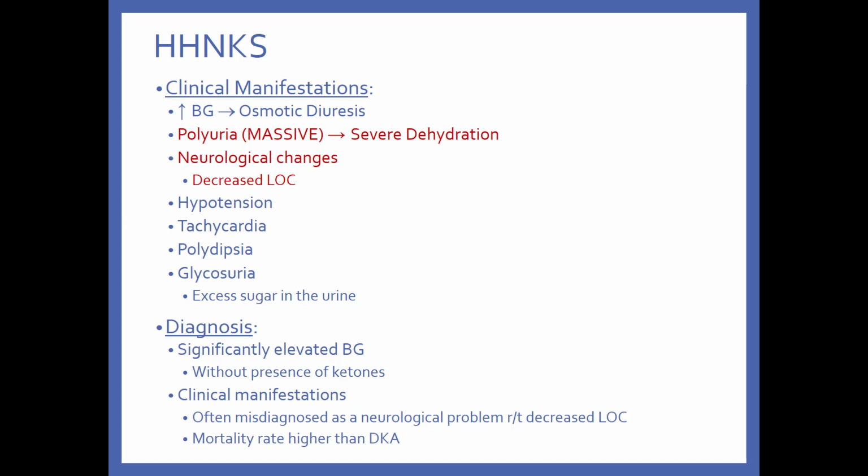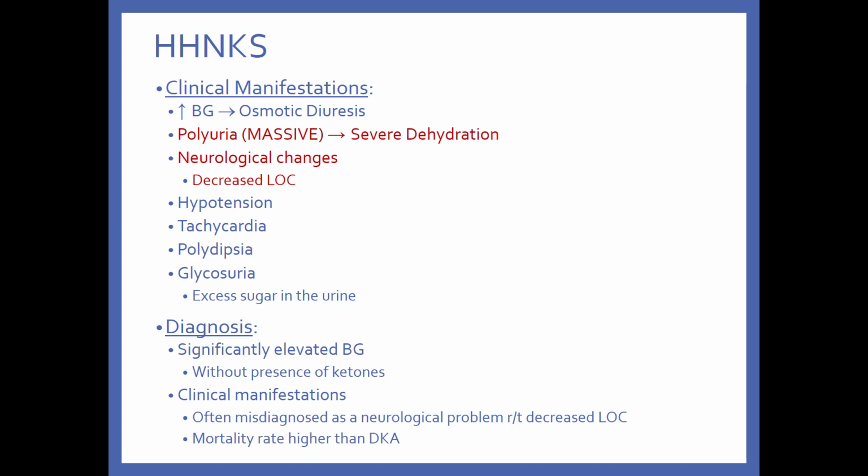The other big red flag is the neurological changes, a decrease in LOC. That patient's going to become confused when normally they may be oriented x4. So the decreased LOC, the polyuria, and the dehydration are very pronounced and very, very profound with this condition. And you can see the hypotension and tachycardia because of the dehydration, increased thirst because of all the fluid loss, and excess sugar in the urine, glycosuria is what that's called. You can see that as well.